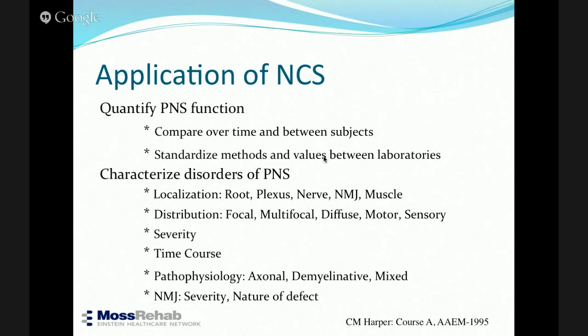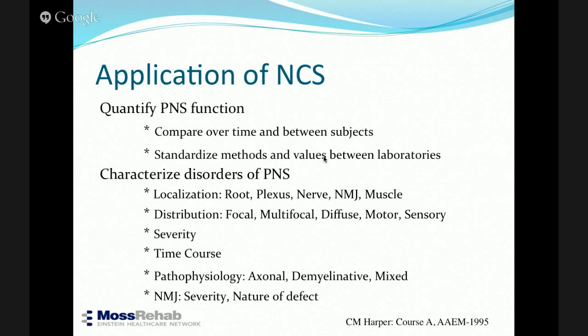So we talked about localization and distribution. It could be focal, multifocal, diffuse, motor, or sensory. It could be just carpal tunnel syndrome, which is a very focal pathology. If it is a multifocal pathology, you could have something like mononeuropathy multiplex, where you could have a patch of abnormality in one area, and another area has another patch of abnormality. Or such as Guillain-Barré syndrome, where you could have different areas within the same nerve with problems, neurapraxic blocks and demyelination and that kind of thing.